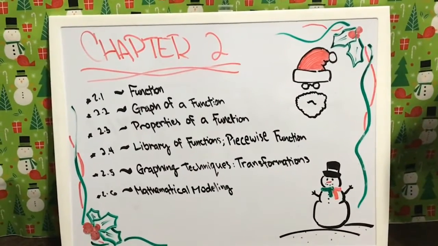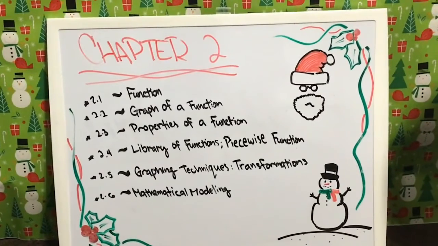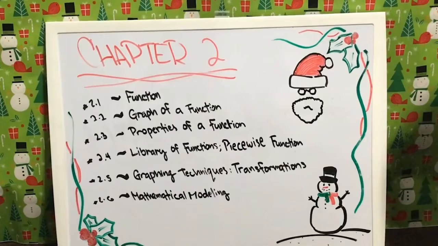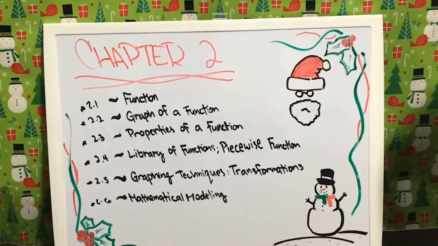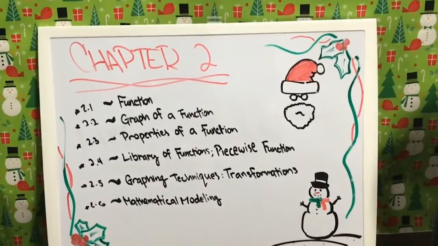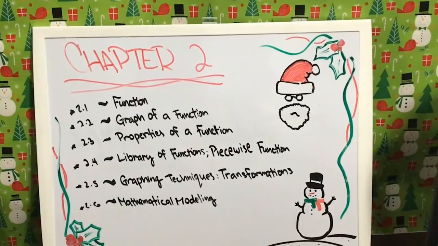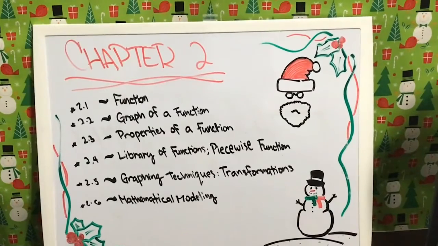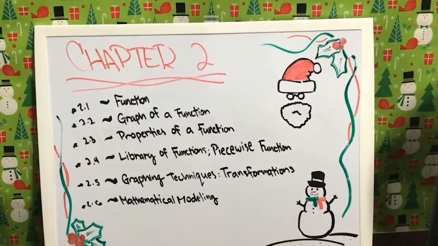Chapter 2 consists of 6 lessons. It is 2.1, function, 2.2, graph of a function, 2.3, properties of a function, 2.4, library of functions, a piecewise function, 2.5, graphing techniques, transformations, and lastly 2.6, mathematical modeling.